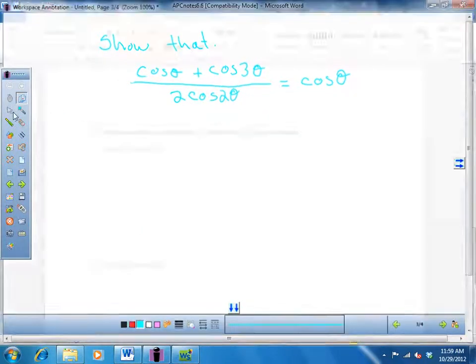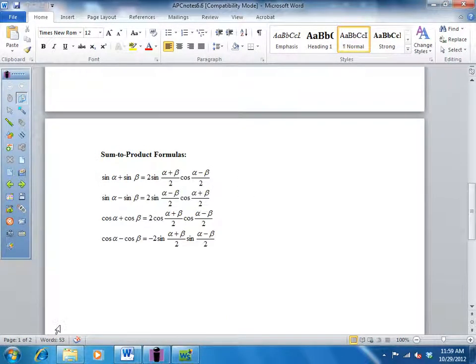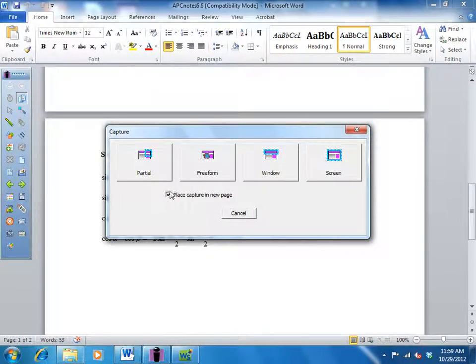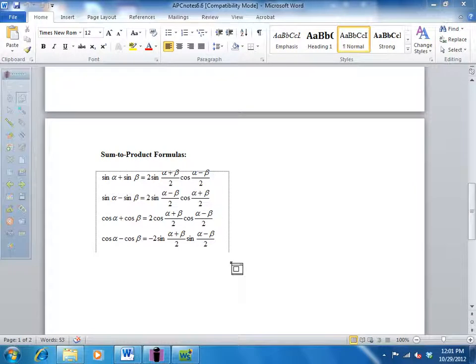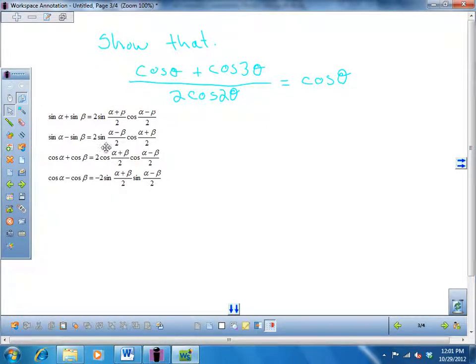So then you go back to your sheet and you grab these formulas here so that I can do that. Okay? And look at how nice that works. I can move this down here so you can see what the problem is. Okay, so probably what I want to do is use this formula right here. See that formula? Because here I have a cosine A plus a cosine B. And I plug the numbers into this formula. And hopefully things will disappear.